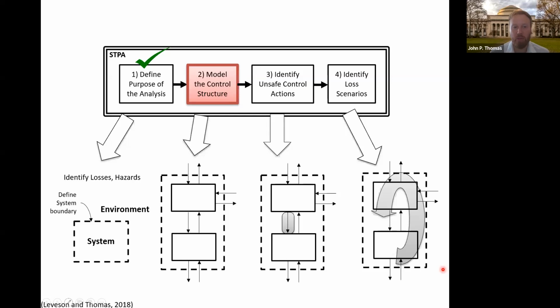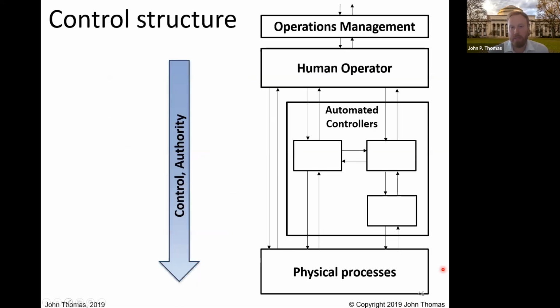Let's look a little bit closer at the step 2. You've already seen a little bit of this. We already talked about control structures. Here's a quick example. We've got maybe operations management at the top, providing operating procedures to a human operator there. Those operators could be pilots or could be control room operators, depending on your application. We might have some automated controllers there in the middle. We might have some physical process at the bottom.